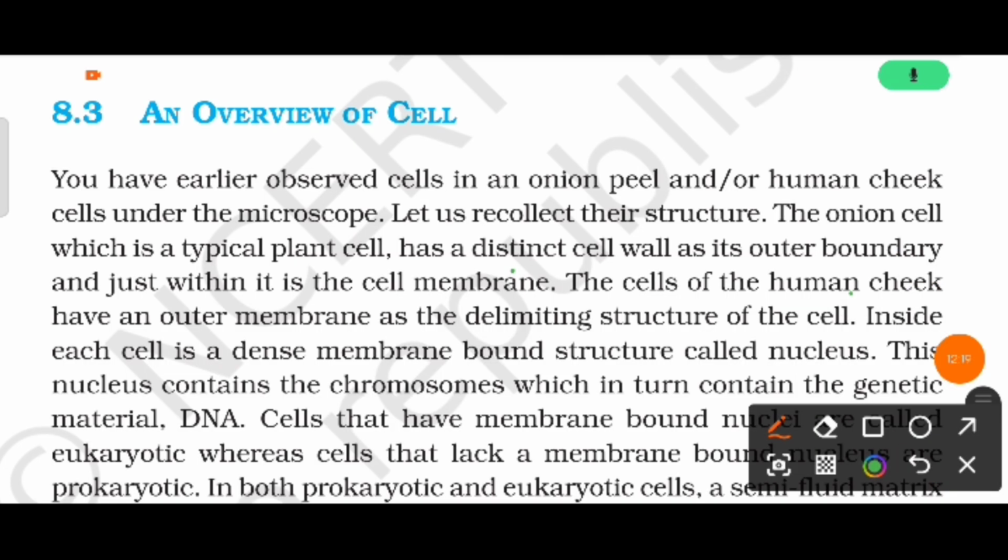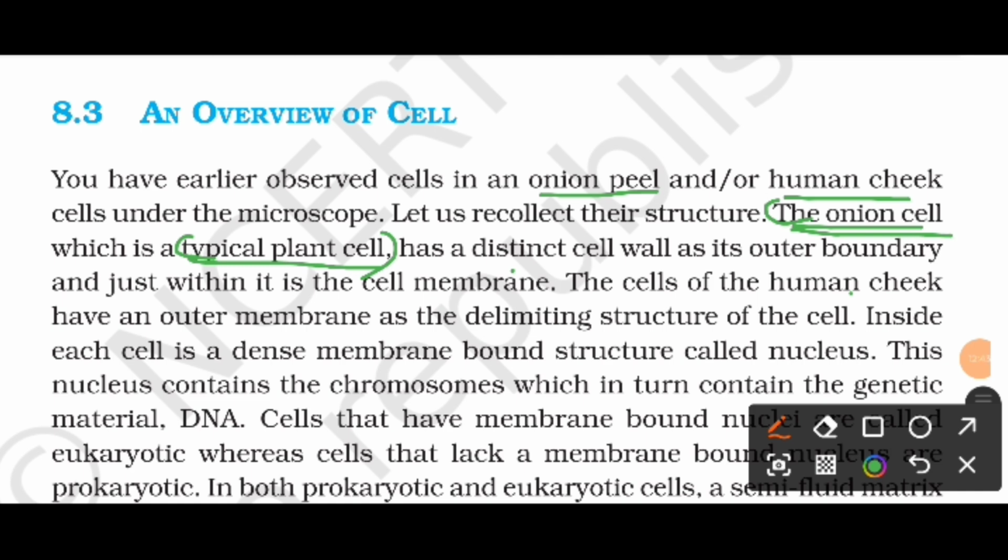Okay, let's continue. When we examine an onion peel or a human cheek cell under the microscope, we'll be able to observe the cells. This experiment your teacher might have done with you in the lab. So onion peel is considered a typical plant cell. This can be asked in your MCQs. The onion cell is a typical plant cell.